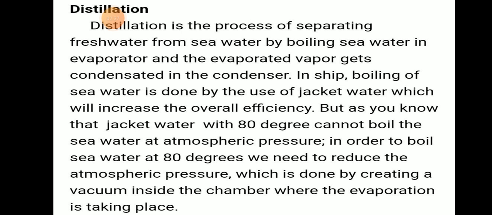Distillation is a process of separating fresh water from seawater by boiling seawater in the evaporator, and the evaporator vapor gets condensed in the condenser. On ship, boiling of seawater is done by the use of jacket water, which increases the overall efficiency. But jacket water at 80 degrees Celsius cannot boil seawater at atmospheric pressure. So in order to boil seawater at 80 degrees Celsius, we need to reduce the pressure, which is done by creating vacuum inside the chamber where evaporation is taking place.